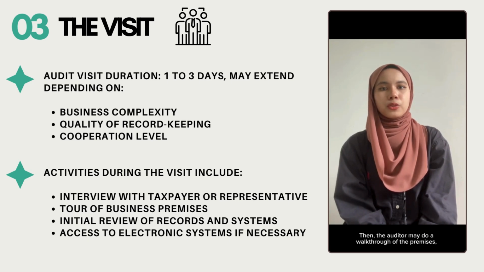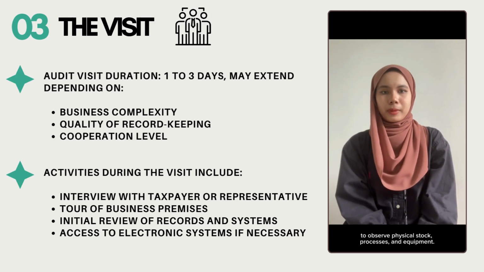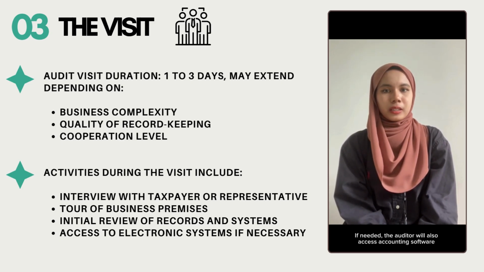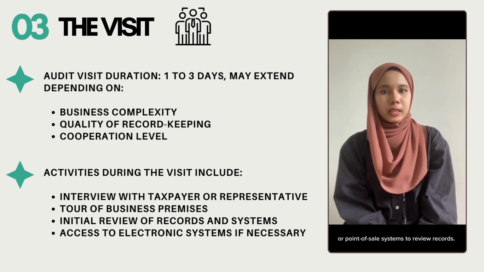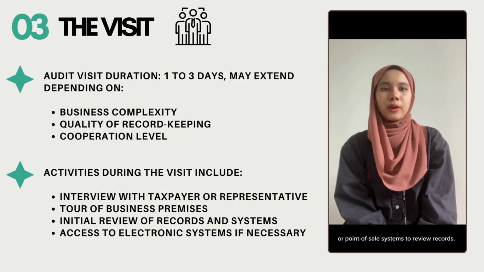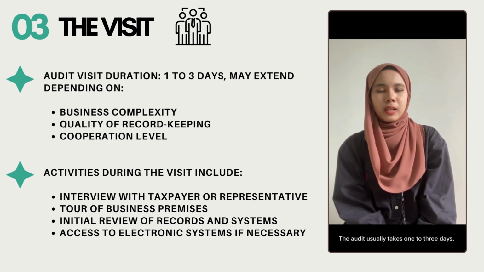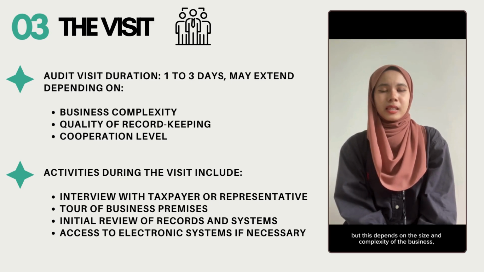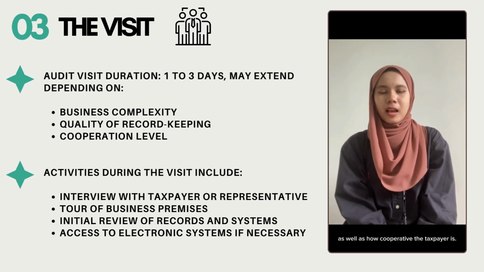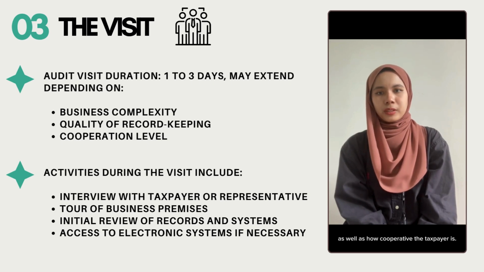Then the auditor may do a walkthrough of the premises to observe physical stock, processes, and equipment. If needed, the auditor will also access accounting software or point-of-sale systems to review records. The audit usually takes 1 to 3 days, but this depends on the size and complexity of the business, as well as how cooperative the taxpayer is.